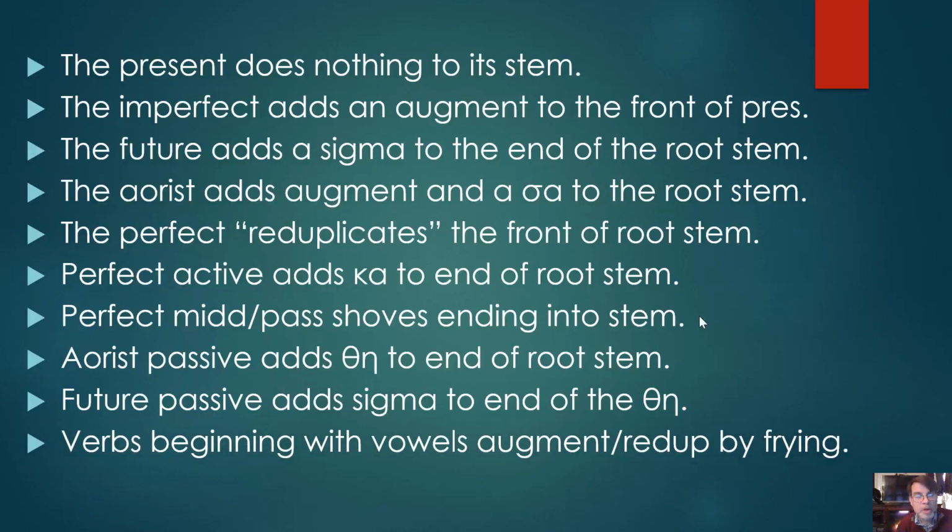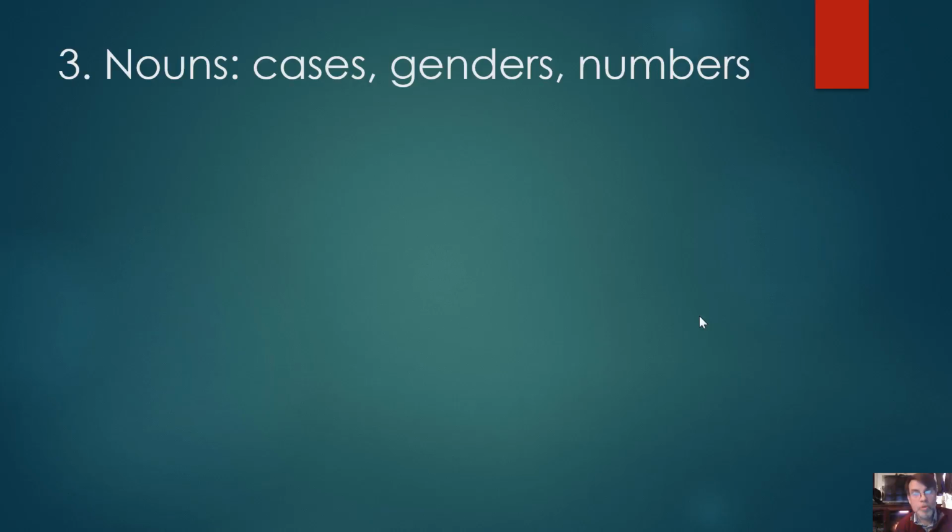I've been saying that you augment by adding an epsilon to the front. That's only if the verb begins with a consonant. Verbs that begin with a vowel augment or reduplicate by lengthening, which is a better, more technical term. So that's basically some form. I did give some form this semester, even though most of it has just been learning the functions. So that's most of verbs.